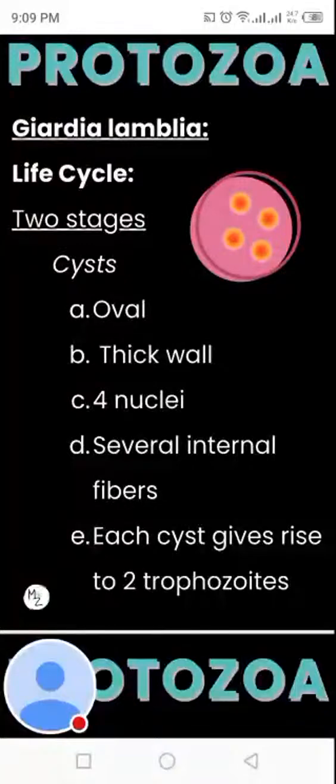So when we say 4 nuclei, it means that on excystation, this cyst will give rise to 2 trophozoites, and each trophozoite will have 2 nuclei in it. And these cysts of Giardia lamblia have certain internal fibers in them. Is that slide clear to you all? Should we start talking about the life cycle of Giardia lamblia, as I've introduced you to its 2 life cycle stages, the trophozoite and the cyst.